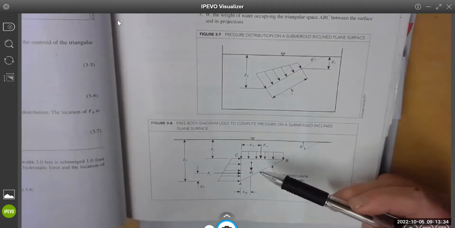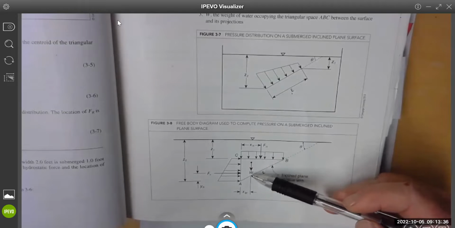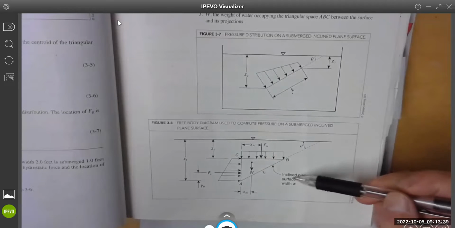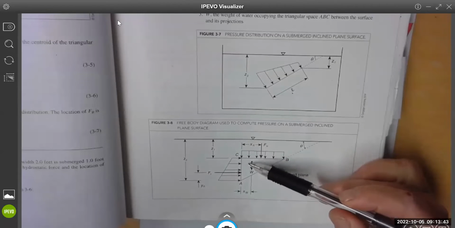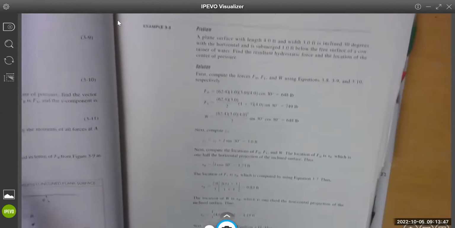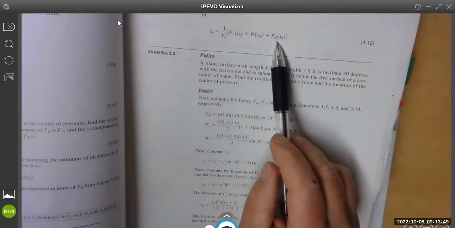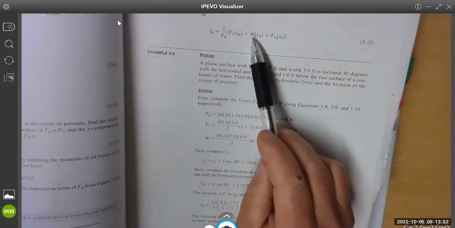Because that looks like it's a vertical force downward. Inclined plane surface with W, but this W is like the total weight, I'm guessing. Do we even use W? Yeah, we don't even use W in this. Yeah, we do. It's right down the middle. Oh yeah, we do.